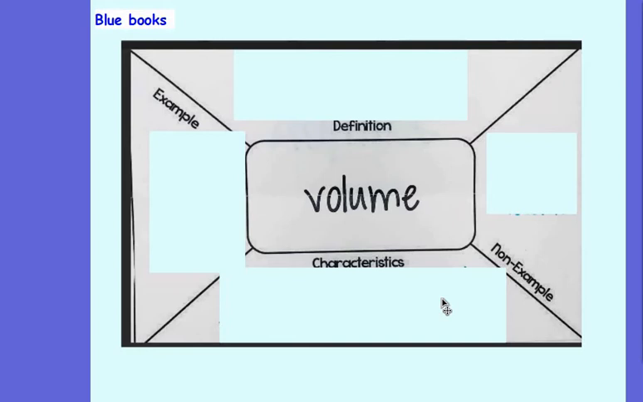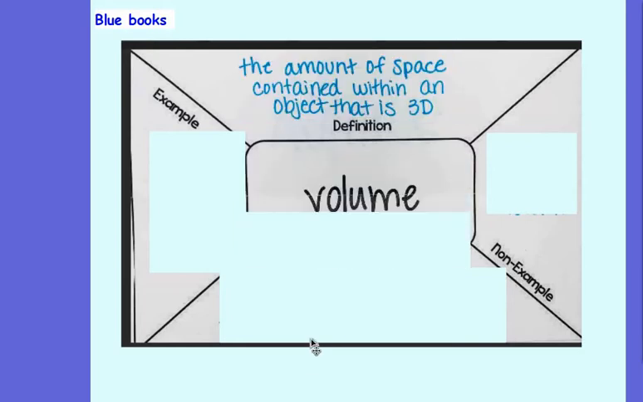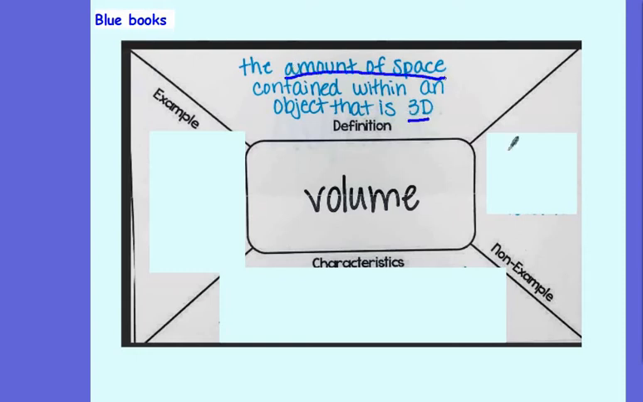Right, let's fill in any gaps you might have. Your definition might look slightly different to mine, but mine was the amount of space contained within a 3D object, an object that is 3D. As long as you've got the words 3D and amount of space, I'm happy. Yours might look slightly different.